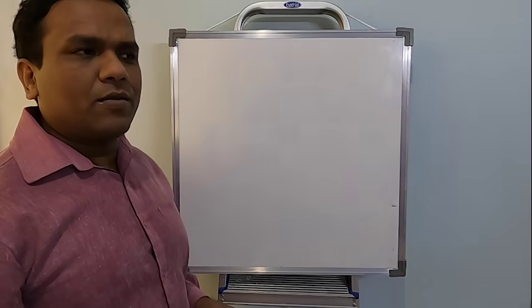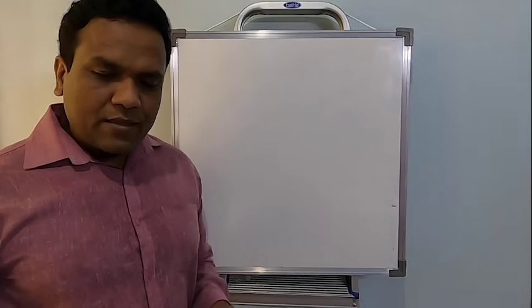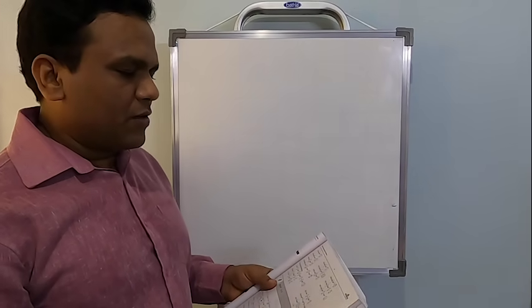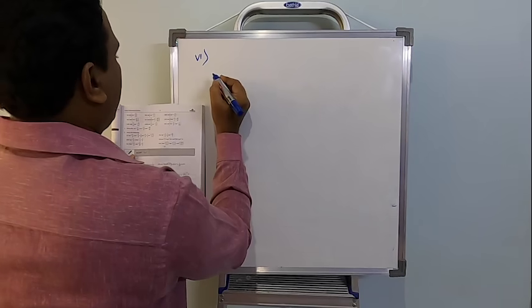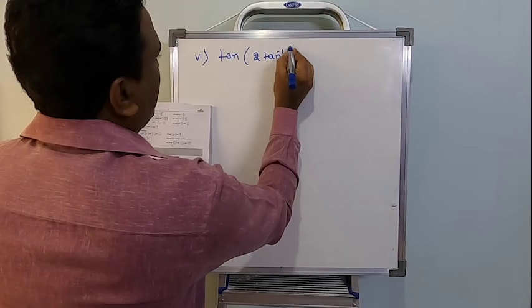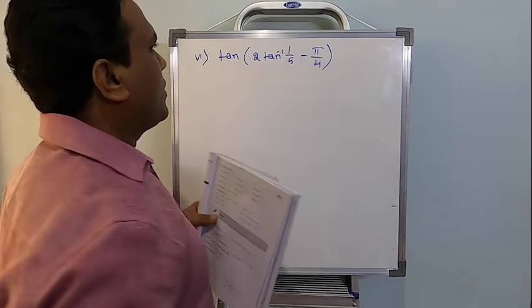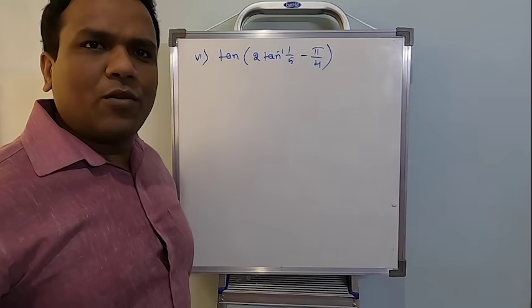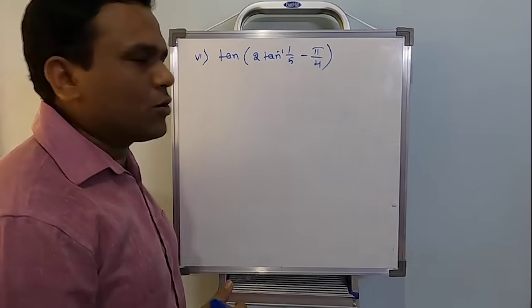based on the properties. And in the last class, the exercise second main was finished. We have to start with the third main, but in second main I left one problem, number 6. It was tan of 2 tan inverse 1 by 5 minus pi by 4. I would like to explain this problem first. Let me finish second main problems, then we will start the third and the fourth one.